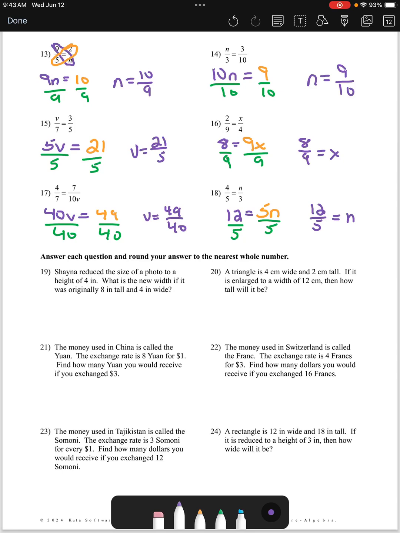Our last section for rates, unit rates, and proportions involves word problems that will require us to come up with our own proportion. So let me show you what we're dealing with here. Shayna reduced the size of a photo to a height of 4 inches. What is the new width if it was originally 8 inches tall and 4 inches wide?